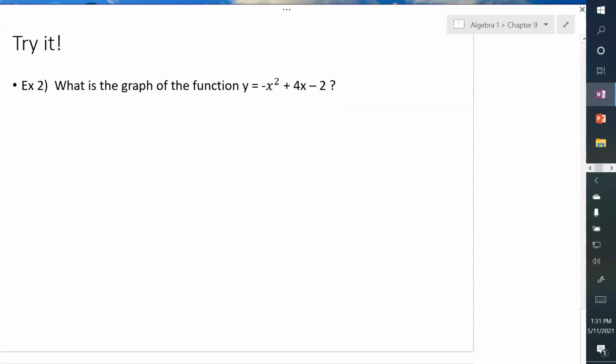All right, try this one on your own. We're going to graph negative x squared plus 4x minus 2. I want you to pause your video, draw your graph, and then you can compare to mine.